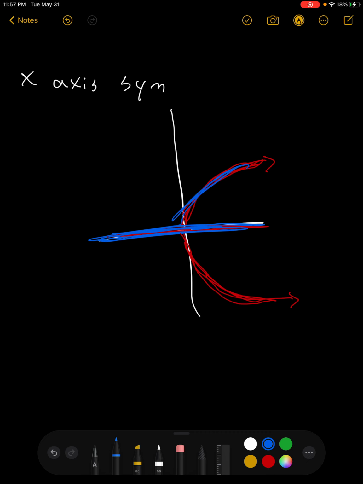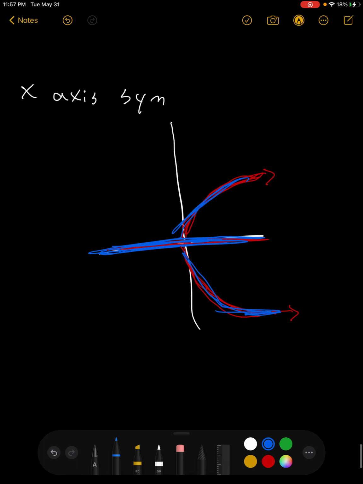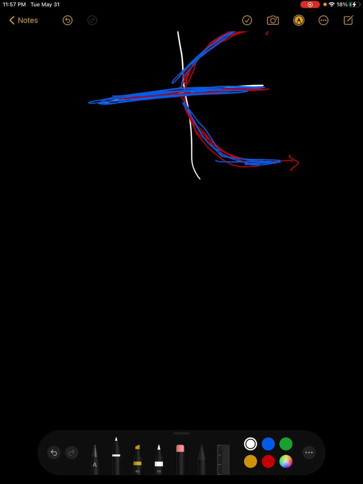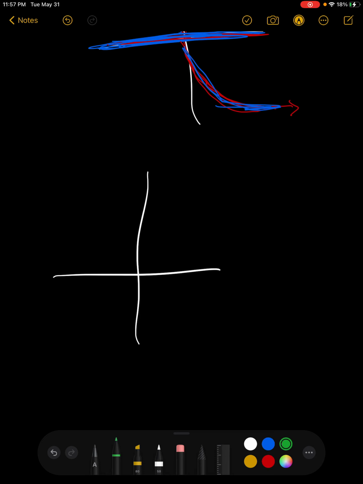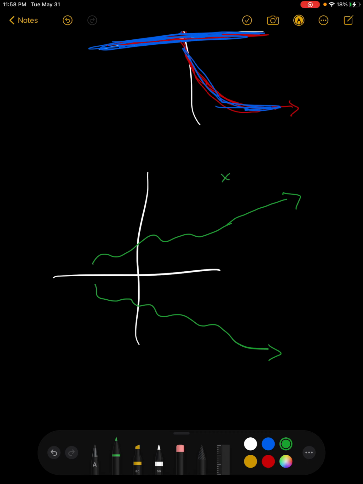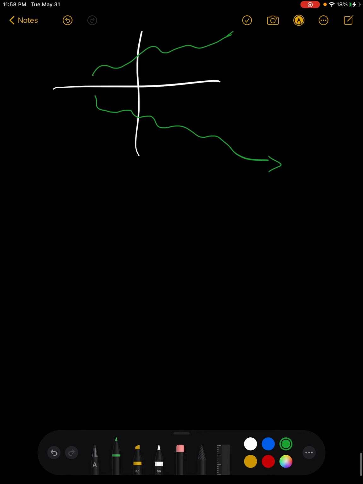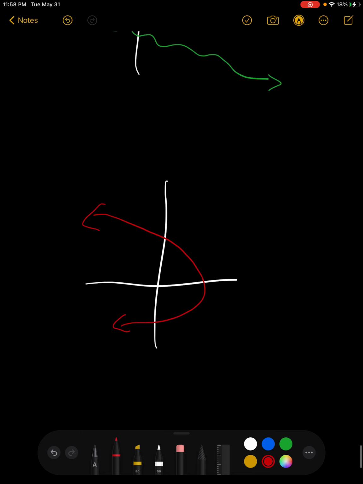Everything over here reflected about the x-axis has its mirror image on the graph. So let me draw a few pictures of x-axis symmetric relations or functions here. So, you could just draw something, and as long as its mirror image is flipped about the x-axis, this would be symmetric about the x-axis. So these are all examples of symmetric about the x-axis.